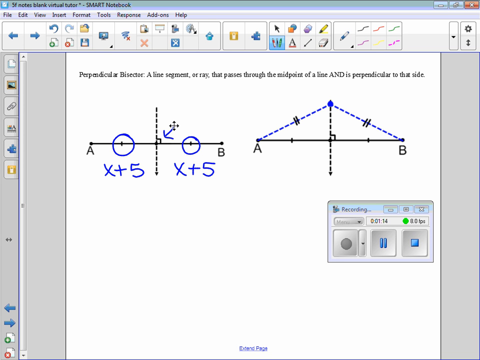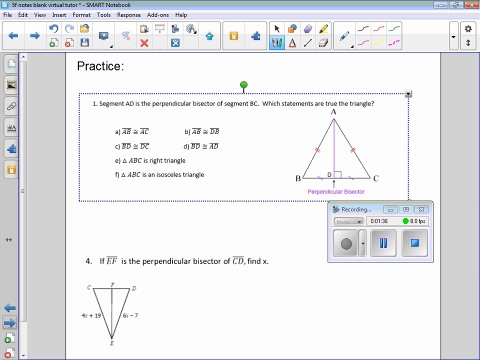In the next picture, we have a very similar picture with the addition of the two blue dotted lines. You'll also notice that the two blue dotted lines are congruent to each other. This is also true with a perpendicular bisector. So if this side is x, this side is x. So we have a couple examples.